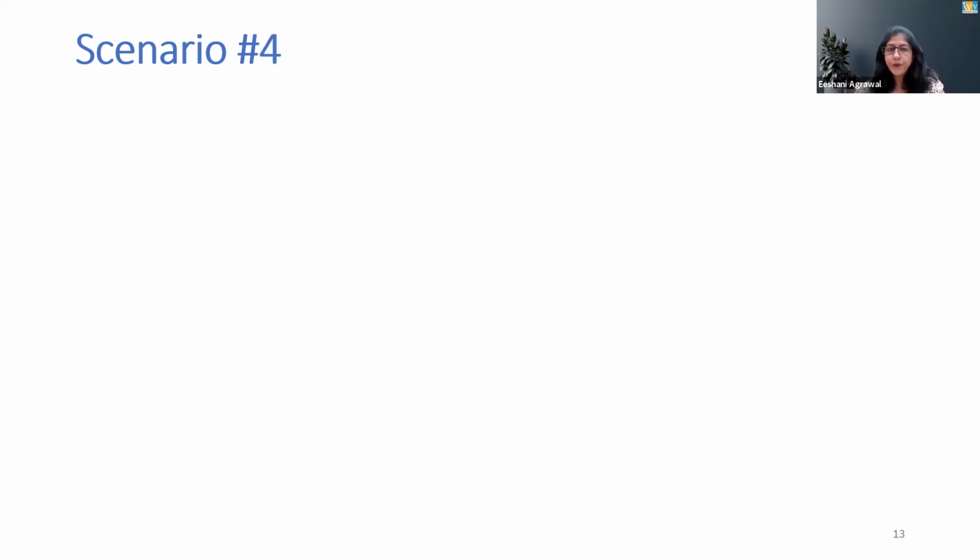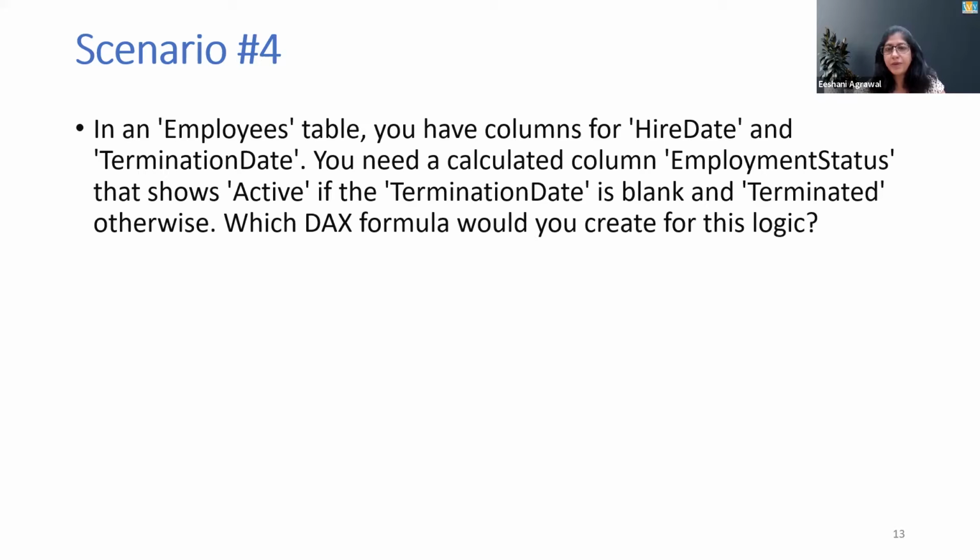All right, question number 4. In an employee table, we have a column of hire date and termination date. So when an employee was hired, when the employee was terminated. Now we need to calculate a column to find out the employee status, to show active if the termination date is blank, and terminated otherwise. So hire date is given, termination date is given, you have to create a new column of active or terminated. This should be easy.